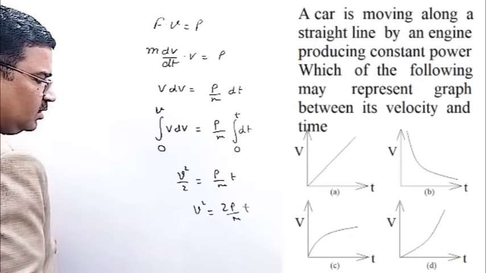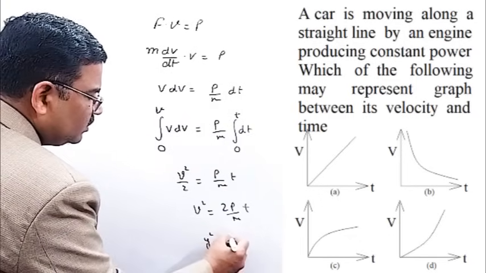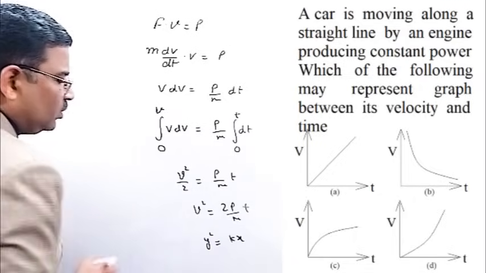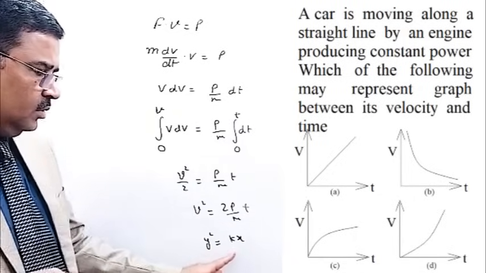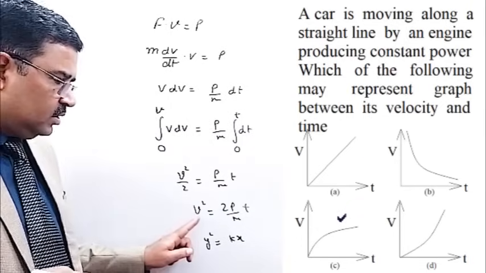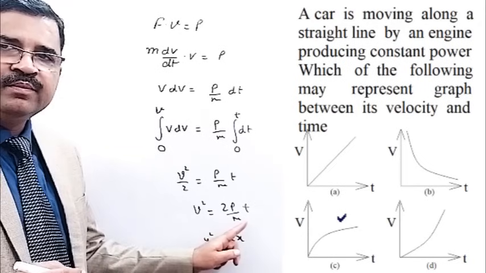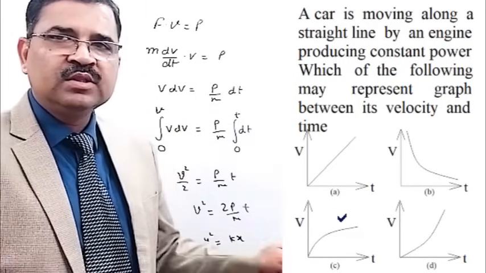Now this relation is equivalent to the relation y square is equal to some constant quantity into x. Now the graph of this type of equation matches with the C option, therefore the relation between velocity and time is correctly represented by option C. So this is our final answer.